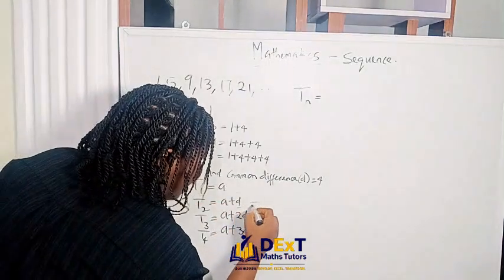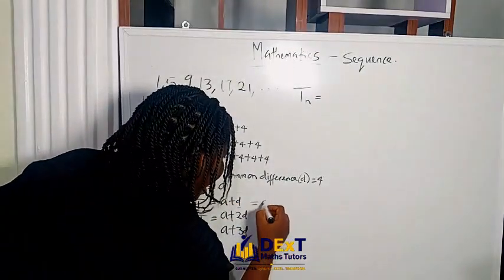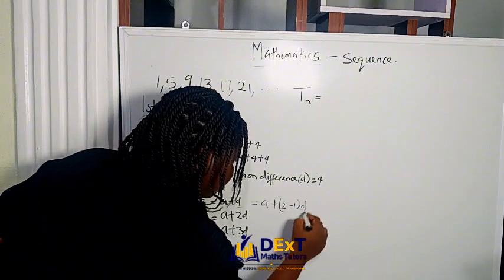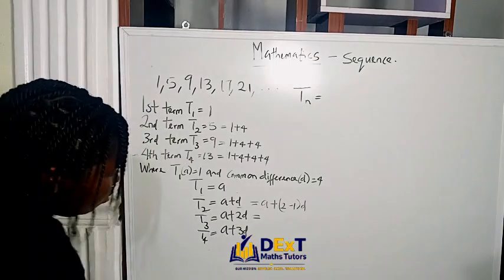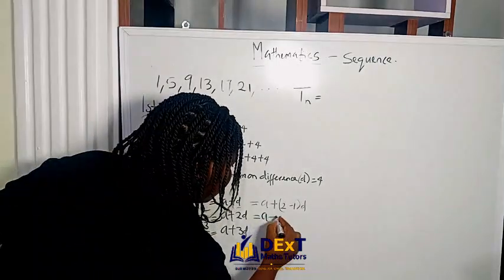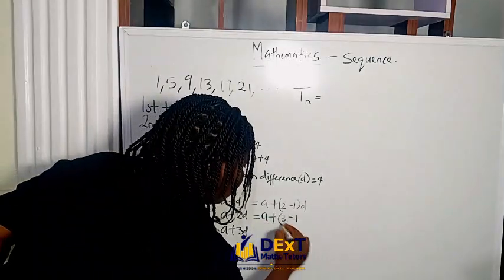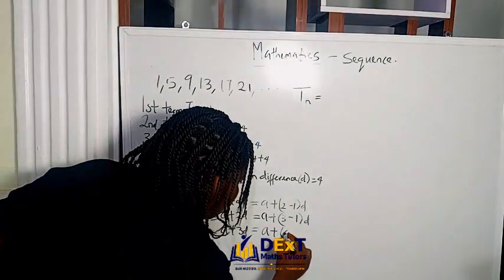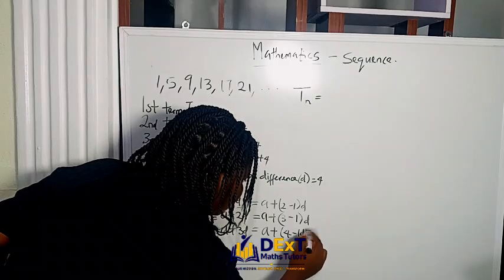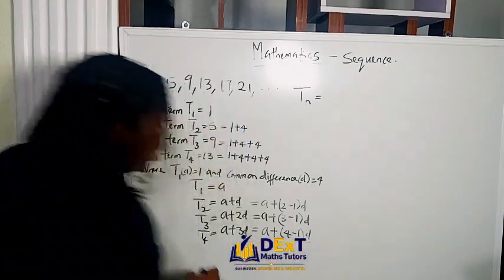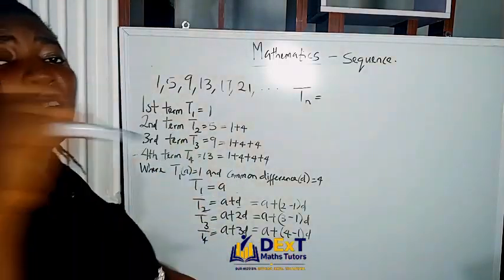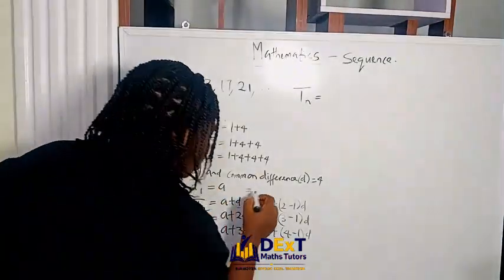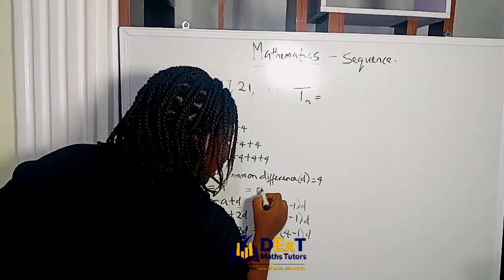Let's say this one, since we have 2, we can also write this as A plus 2 minus 1 D. We can write this as A plus 3 minus 1 D. We can write this as A plus 4 minus 1 D. Now you will ask me, if it's a formula, it's not supposed to be consistent with all. Yes, we can also write for the first one. How about to write T1 to be equals to A, this is A, not 9, please.